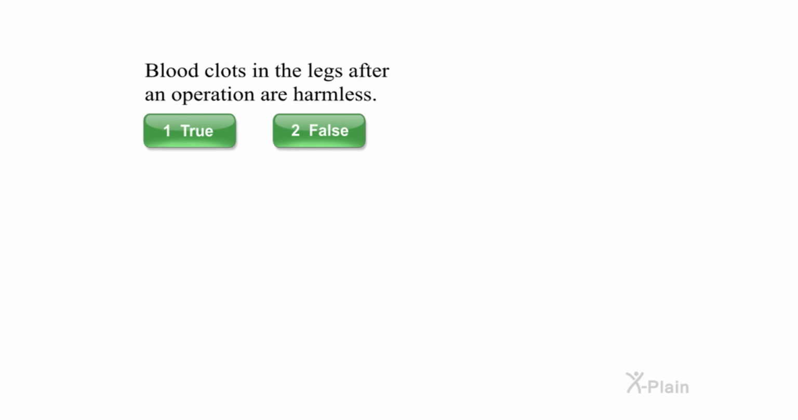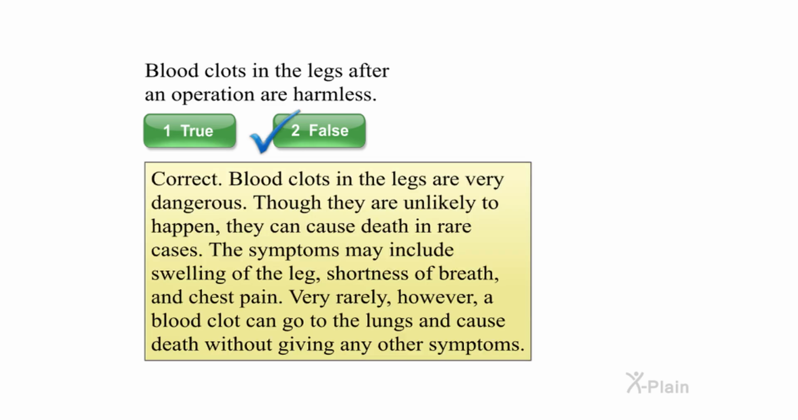Blood clots in the legs after an operation are harmless. Select true or false. Correct. Blood clots in the legs are very dangerous. Though they are unlikely to happen, they can cause death in rare cases. The symptoms may include swelling of the leg, shortness of breath, and chest pain. Very rarely, however, a blood clot can go to the lungs and cause death without giving any other symptoms.